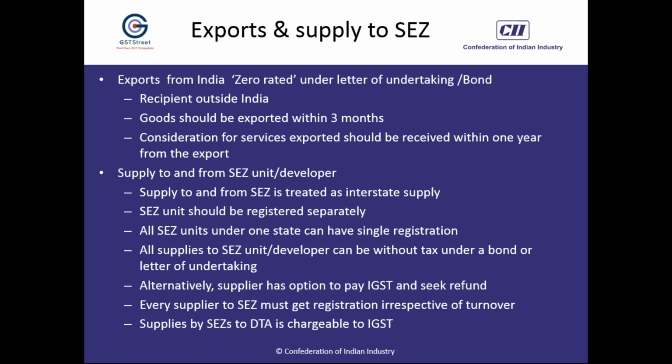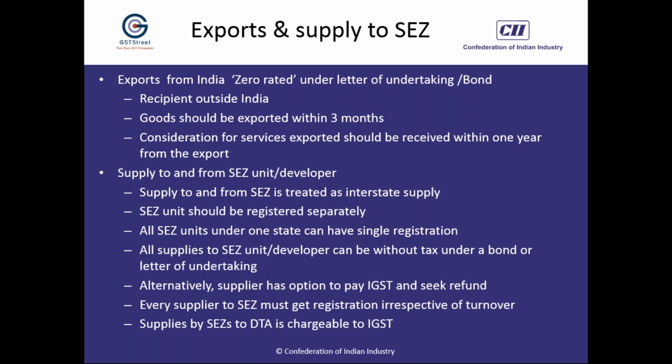Now the similar kind of treatment of zero rating is provided to SEZ units and developers for their procurements done under SEZ. So supply to and from SEZ, which is very important to note, is that whenever an SEZ is dealing with somebody, that transaction is treated as an interstate transaction. So no SGST is chargeable on any supply made to the SEZ unit. All the time it may be IGST, but most of the time it is not required because zero rating is provided. So there will not be any tax on the SEZ units when the supplier is making any supply to SEZ.